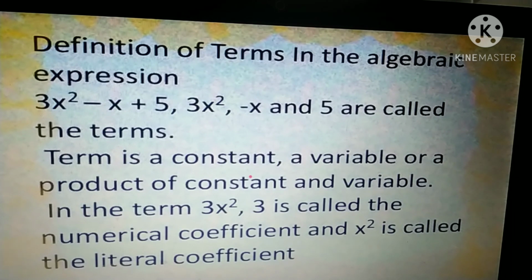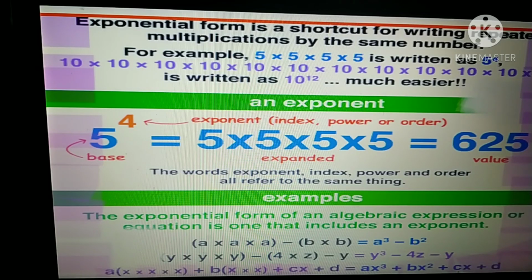A term is a constant. So 5 is a constant here. So they are saying that one term is a constant, a variable, x is a variable here, so it is also a term, or a product of a constant and a variable. So in the term 3x square, 3 is called the numerical coefficient. Understood? So 3 is called the numerical coefficient of x square, and this x square is called the literal coefficient of 3. Okay, understood?